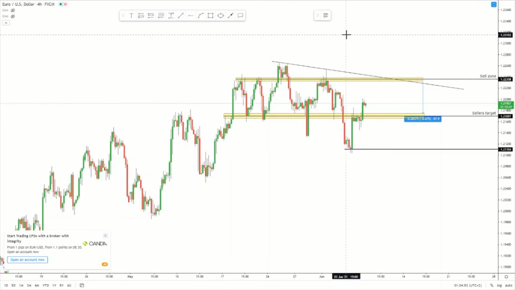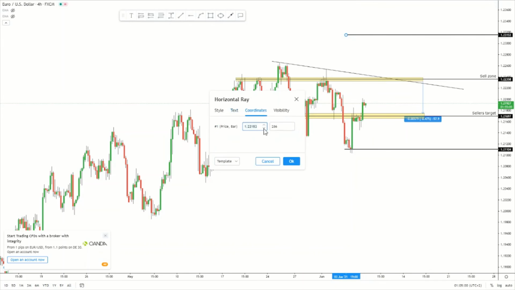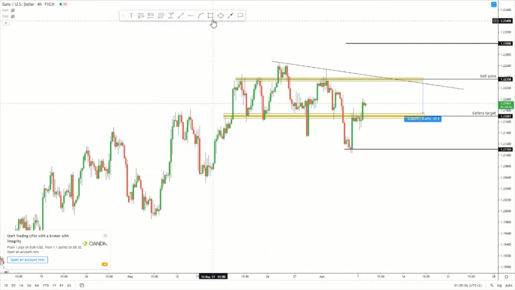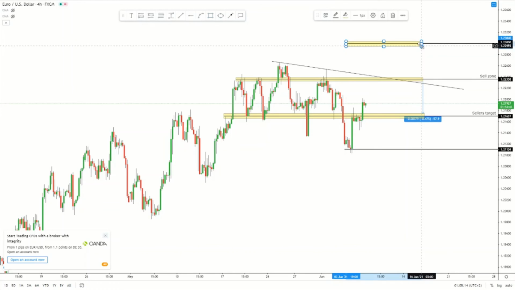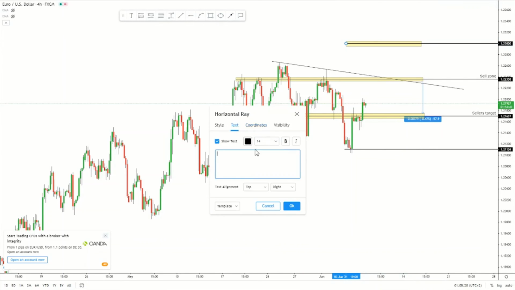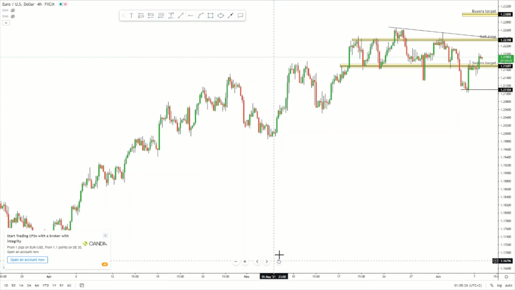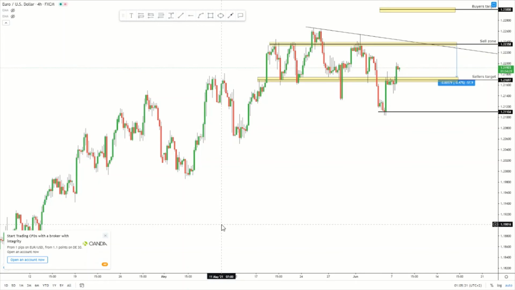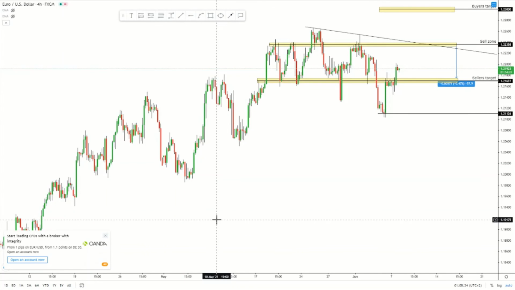Sorry for the RSI, I was just testing out something, but this is purely a price action channel, guys. I don't trade with the RSI at this point in time. I'm going to round this down to 123. And this is my buyer's target if we have a break above. That is how I would look at this chart. That would be my analysis on, oh sorry, on Euro USD.